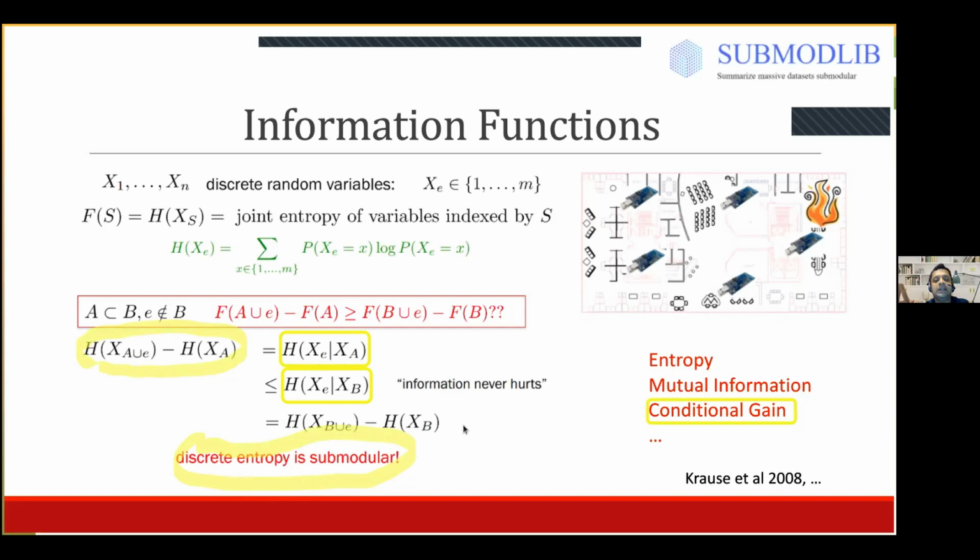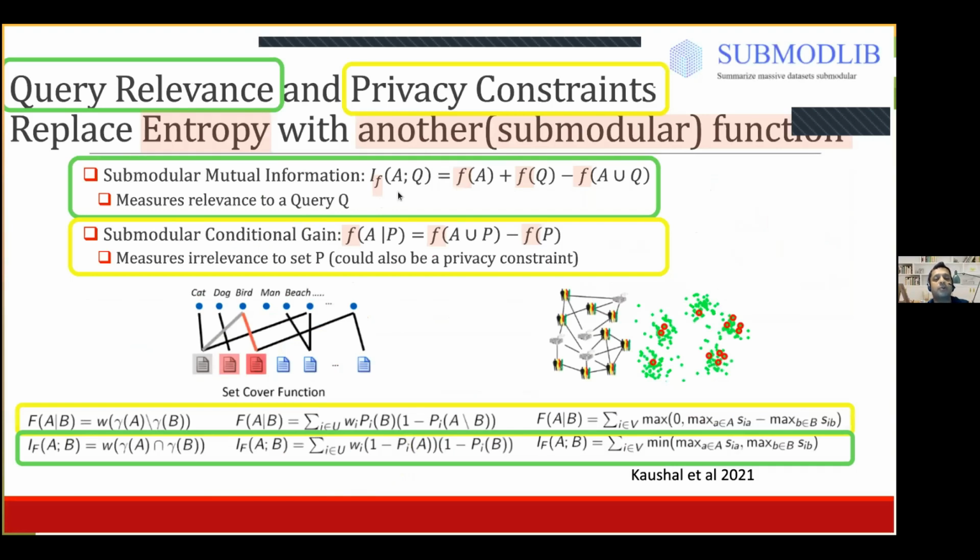But you could also have mutual information. Now, it turns out that mutual information and conditional gain could be composed with any other submodular function in place of entropy. So this is a more generic definition of submodular mutual information. I(A; Q) is the function applied to A plus the function applied to Q minus the function applied to A union Q. And basically it's measuring how relevant this set A is to the query Q.